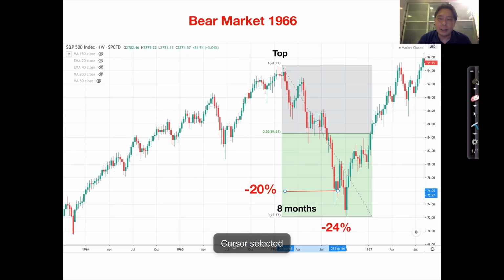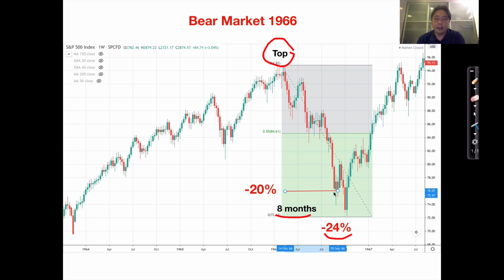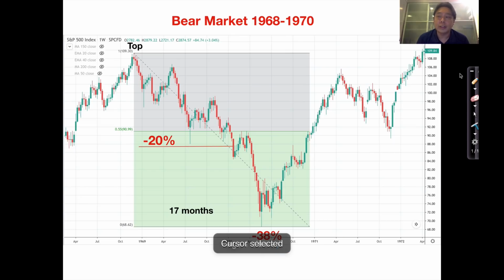Next one, 1966. Market topped over here. It took 8 months to drop all the way to the bottom at minus 24%. Again, this represented the bear market. Now, again, notice that after it dropped, it rallied up, but it did not rally 55%. Then it dropped over here, went up, and over here you can see it closed above the 55% mark. Once it does, we are home free. If we can't close above 55%, go slower. Close above 55%, home free. That's based on history, of course.